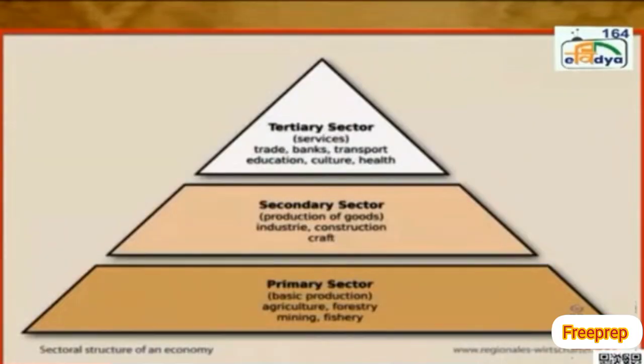Here we get to see the three main occupational sectors: the primary, the secondary and the tertiary sector. Primary, the basic production; secondary sector, production of goods; and tertiary sector, services. This is very crucial and important for the economy, that is, relating to the weight of different industries.